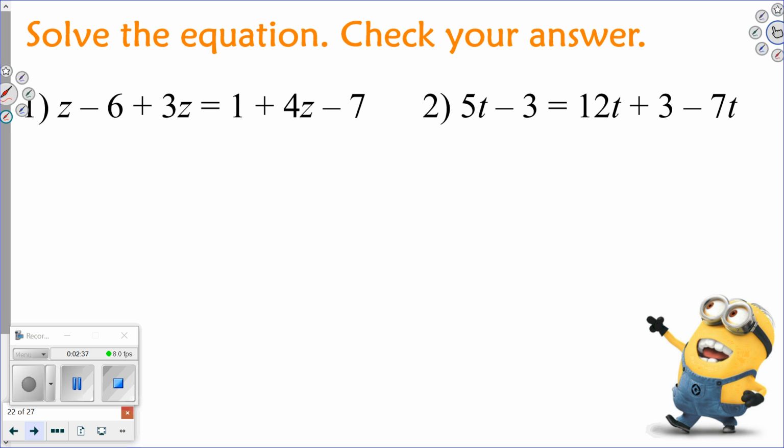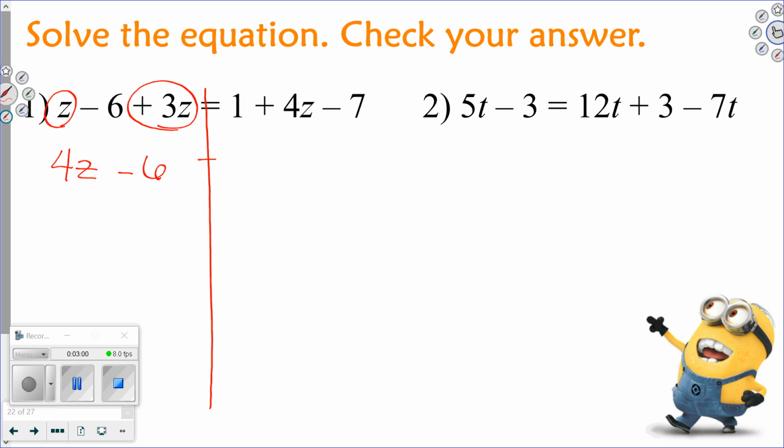All right, so let's go ahead. I think I have 5 examples in here today and then one other little thing at the end. So number 1, when we are solving, again from yesterday, don't lose your equal sign. What should we start with? Yeah, we got some stuff going on in here. So I have 1z plus 3z, 4z. I have a -6. On this side, we have 1 minus 7, which is -6, plus 4z.